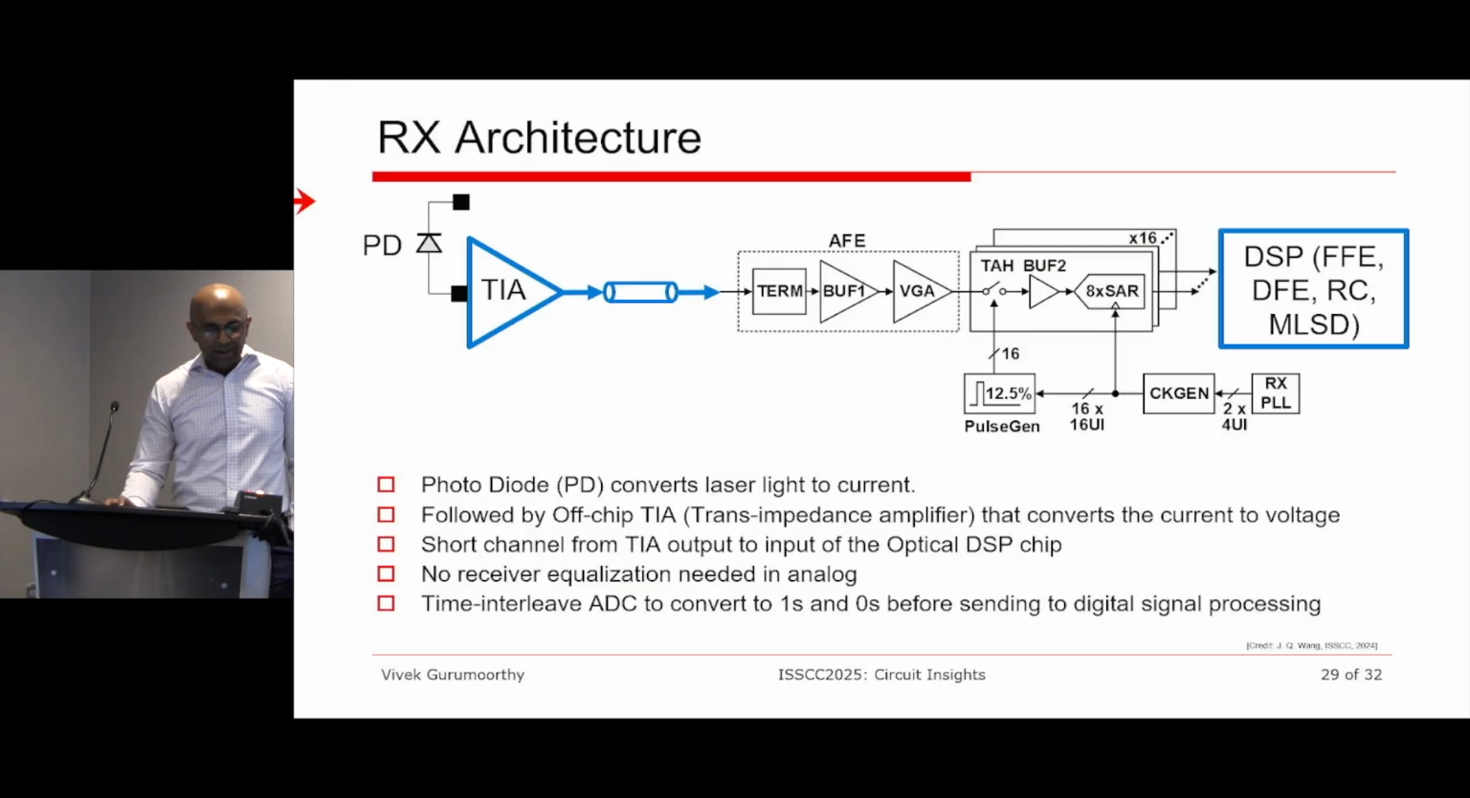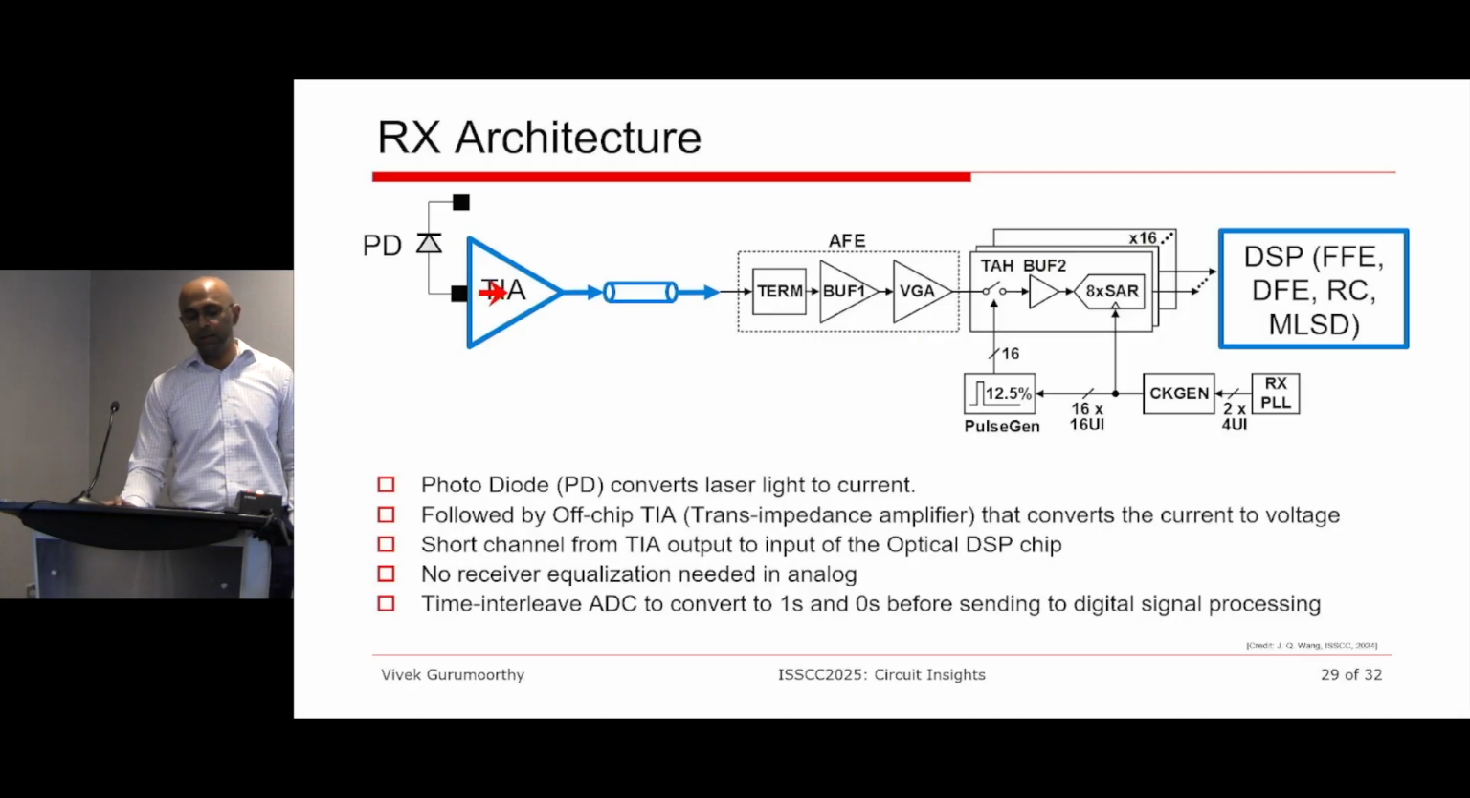So we have sent the light. We have converted the light from the light domain into a current, and then there is a TIA which converts it into a voltage, and then we do a bunch of post-processing here, right? One of the things that is easy for us in analog, especially on the optical side of things, is we don't have to deal with a lot of analog equalization that Kevin was talking about.